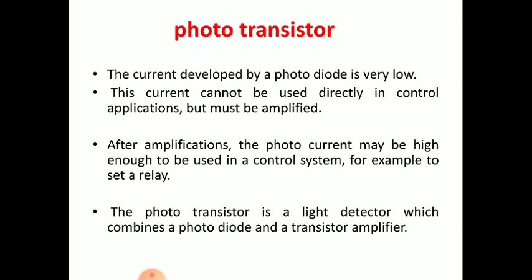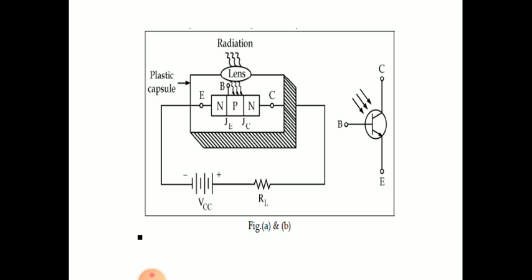The phototransistor is a light detector which combines a photodiode and a transistor amplifier. Read this line again: phototransistor is a light detector. When the light falls, it will conduct, so there is a detection of light. When there is no light, it will be in off condition. So that's how it will be off and on because of the incident light. First see the diagram. Draw the diagram carefully. Everybody must please draw the diagram on a paper.